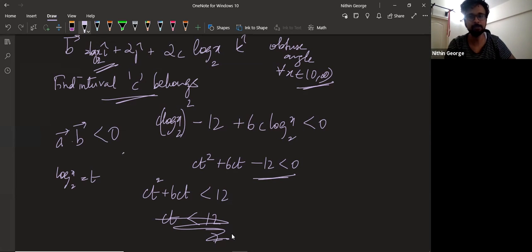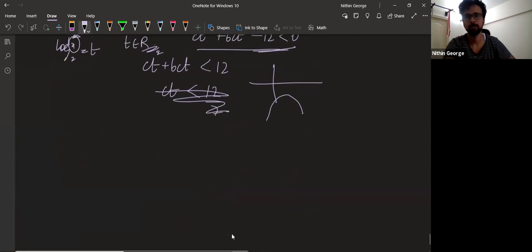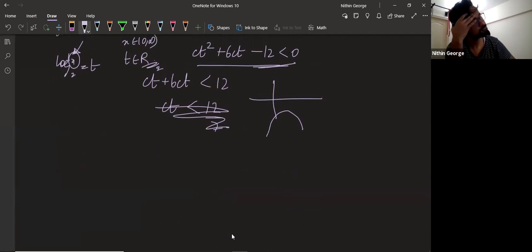Look, x takes all values from 0 to infinity, so you can say t takes all real values. All permissible values of x are given here, so t can take any real value. So basically for any value of t, this should be satisfied. This is a quadratic which is always lesser than 0, right? Are you following this much?